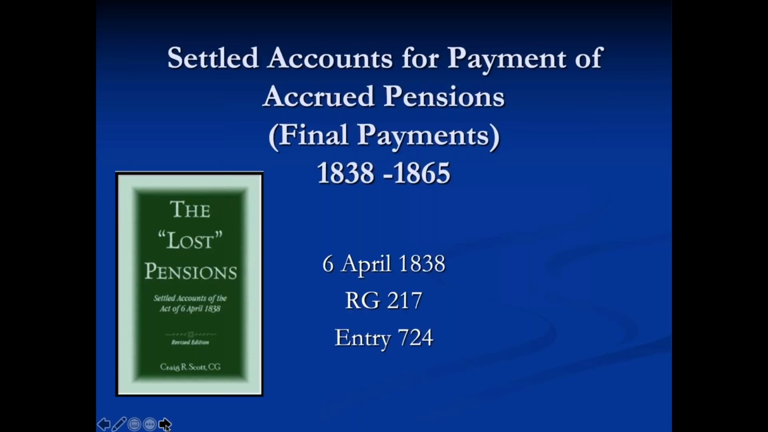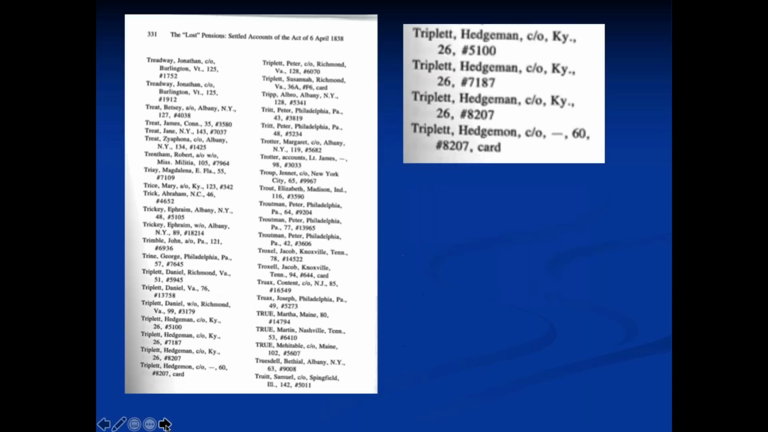Well, if you don't have the asterisk, the first place to look is the lost pensions settled accounts of 6 April 1838. Probably 2/3 of those that don't have asterisks are going to be found here. Sometimes on those index cards, you will see the words 6 April or April 1838 or 6 April 1838, and then you'll know that this is the finding aid that you have to go and look at.